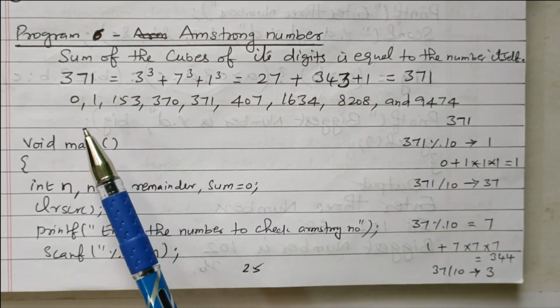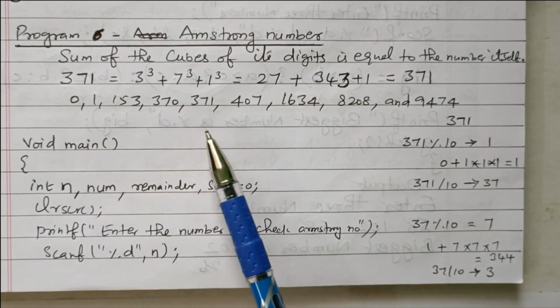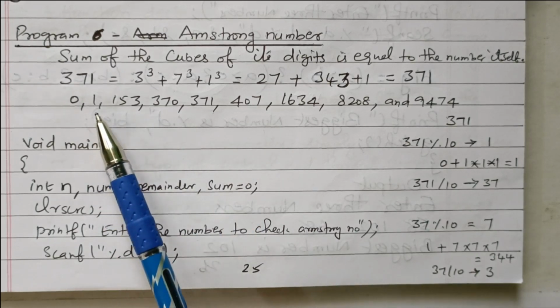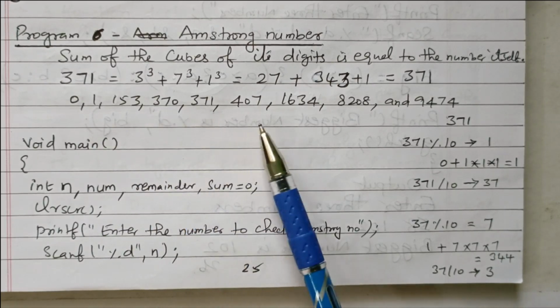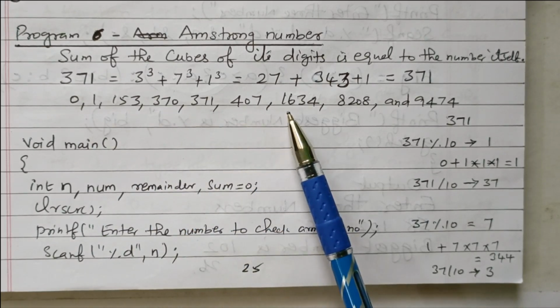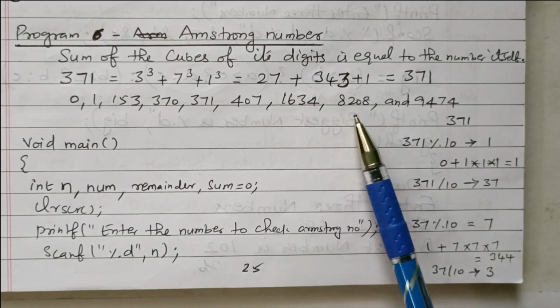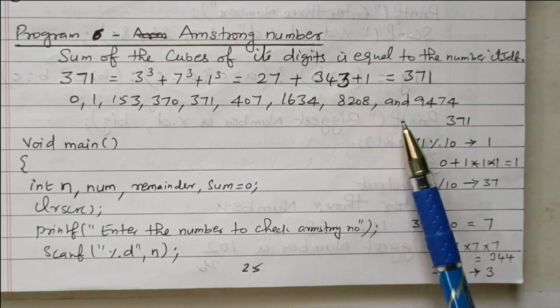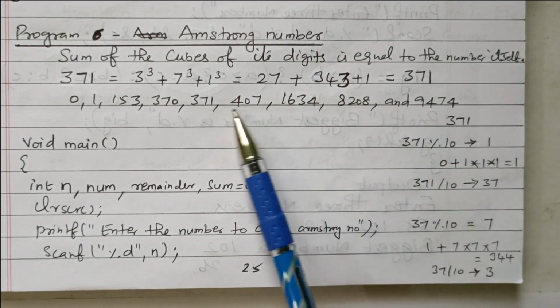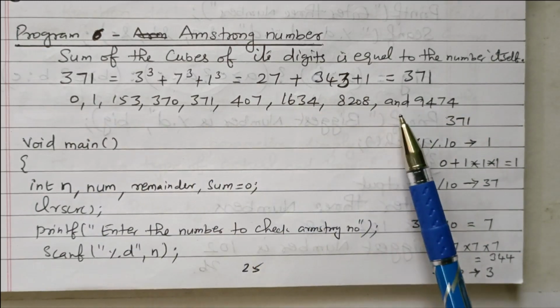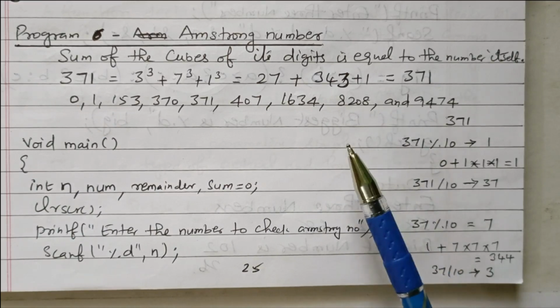So what are the Armstrong numbers available up to 10,000? 0, 1, 153, 370, 371, 407, 1634, 8208, 9474 are the Armstrong numbers. These are all the Armstrong numbers available up to 10,000.